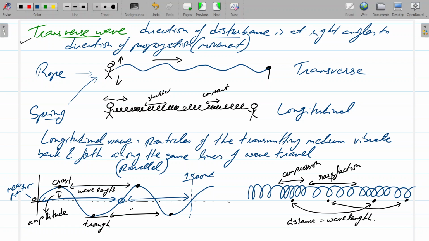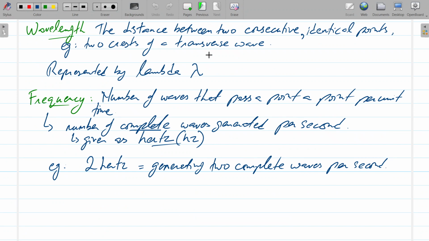Similarly for sound waves as well, you have a complete compression and a complete rarefaction. So this whole thing over here is one complete wave, a compression and a rarefaction. Then from the next compression onwards to the next rarefaction, you have the second wave.